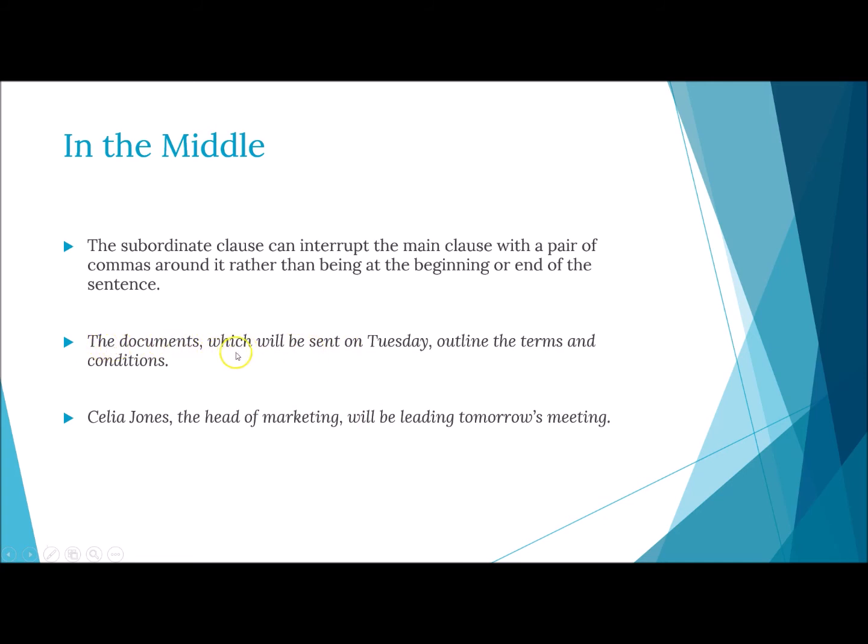The documents, which will be sent on Tuesday, outline the terms and conditions. We can lift this part out, read the sentence, and it should still make sense. The documents outline the terms and conditions. This one here: Celia Jones, the head of marketing, will be leading tomorrow's meeting. This part here, the subordinate clause, adds a bit more information, adds more detail to what's gone before.